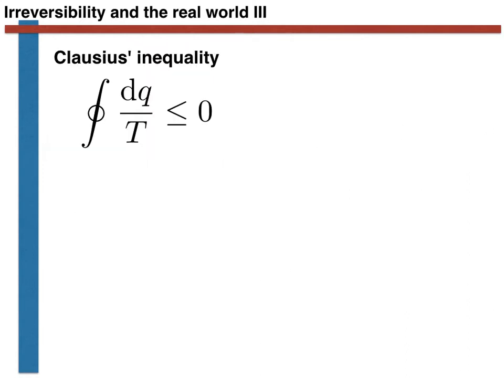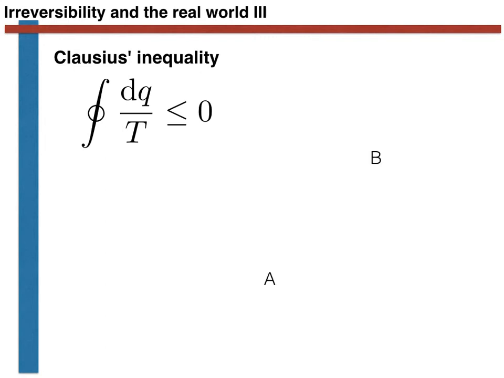We can arrive at the second law of thermodynamics by starting out from the Clausius inequality. Remember that this result tells us that the integral of dq over T is less than or equal to 0 if we go around a closed loop in state space. For the purposes of this demonstration, we will consider a loop that goes through the 2 points A and B.